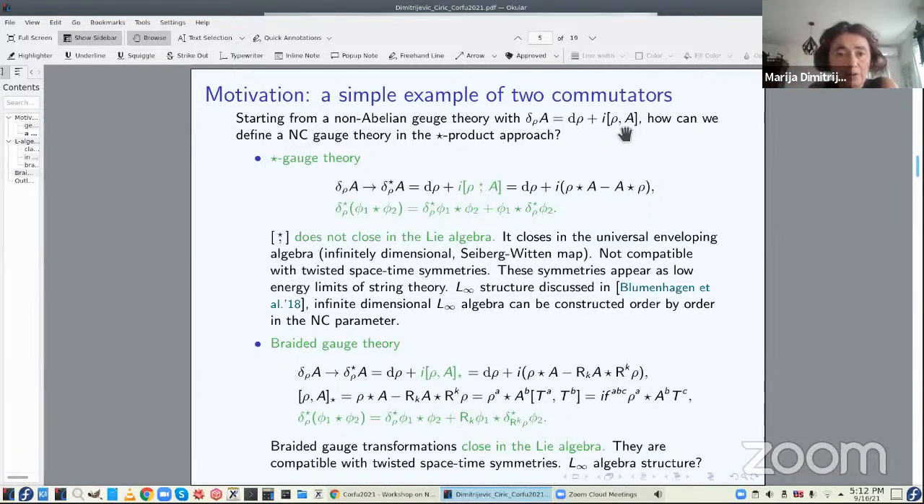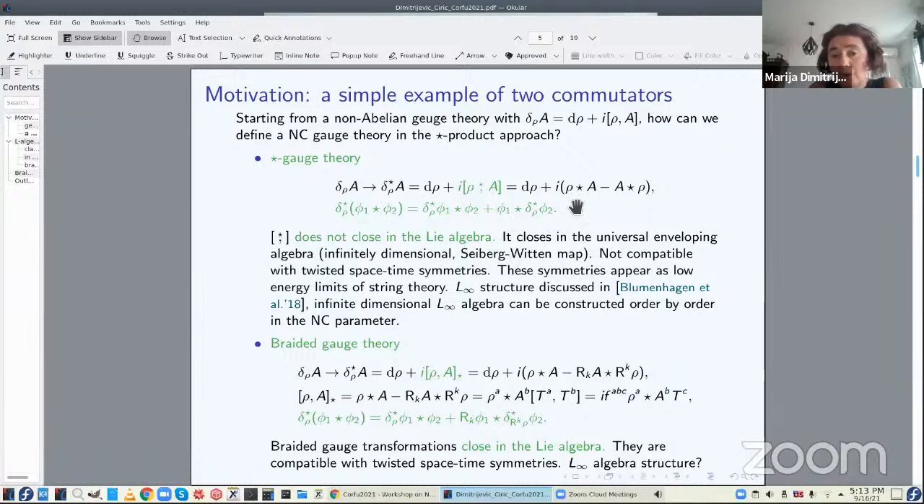And essentially, we learned now that there are two ways. One way is to do what we now call star gauge theory, and that is the usual way. So the idea is to promote these gauge transformations into star gauge transformations, putting star in this commutator, saying that instead of the usual commutator, now we write rho star A minus A star rho. And these gauge transformations have the usual Leibniz rule.